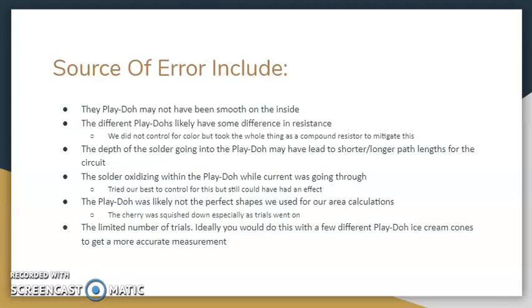Sources of error include that the Play-Doh may not have been smooth on the inside. The different colored Play-Dohs likely had some difference in resistance, but we accounted for this by calculating the whole thing as a compound resistor. The depth of the solder going into the Play-Doh may have led to shorter or longer paths in the circuit. And the solder oxidized within the Play-Doh while the current was going through. We tried our best to control for this, but it still could have had an effect as the lab went on. The Play-Doh was likely not the perfect shape that we used for area calculations. The cherry especially got squished as trials moved on, and there were a limited number of trials. Ideally, you would do a few different Play-Doh ice cream cones to get a more accurate measurement.